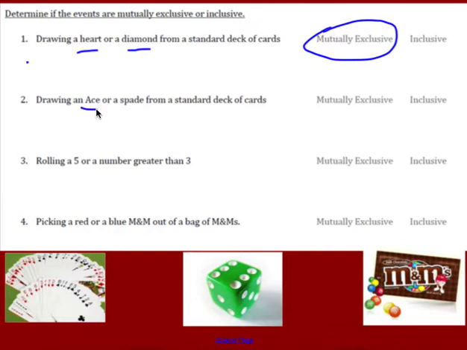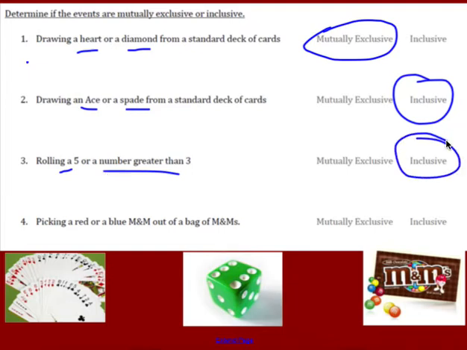Drawing an ace or a spade. You're asking yourself, can it be an ace and a spade? It can. You can be the ace of spades. Ace is a type of card, spade is one of your suits. So this is an inclusive event. Take a look at the next one, rolling a 5 or rolling a number greater than 3. Can you be a 5 and a number greater than 3? Yeah, you can. So that makes it an inclusive event.